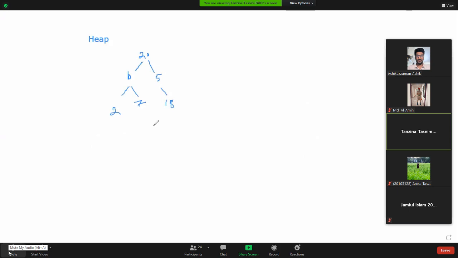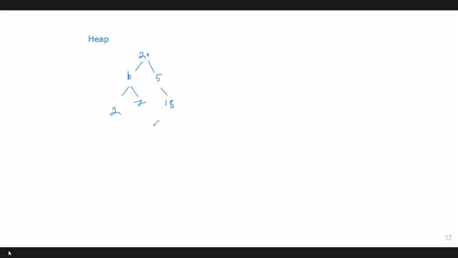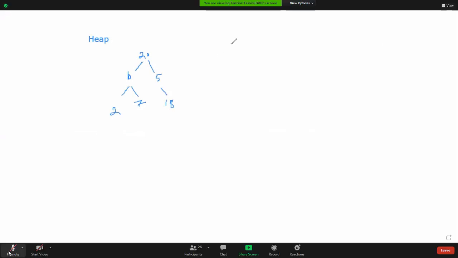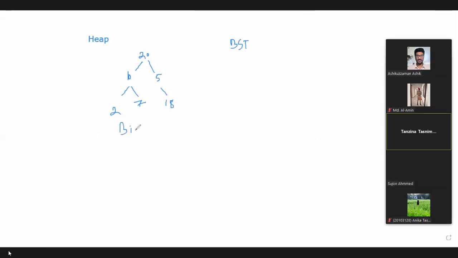No, ma'am. Why not? 5 and 18 on the right side are smaller than 20. Don't get confused. I'm not talking about BST. It's not BST, it's only a binary tree. In a binary tree, we don't actually compare the value of the child node with the value of the root node. This is just a binary tree.